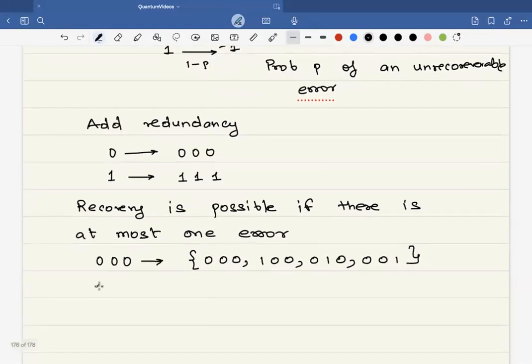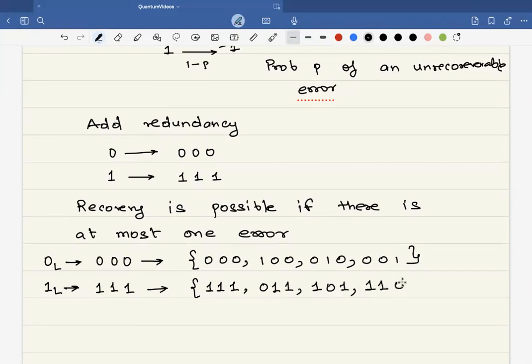And if a logical 1 was to be transmitted, then if there are no errors, we get 1, 1, 1. If there is an error on the first bit, then it is 0, 1, 1. Second bit, it is 1, 0, 1. And finally, third bit, it's 1, 1, 0. Now notice that there is no intersection between these two sets.